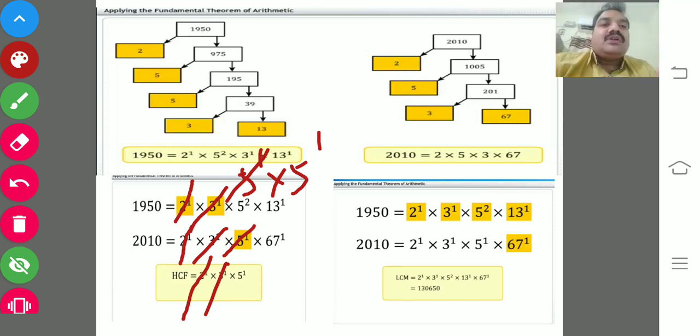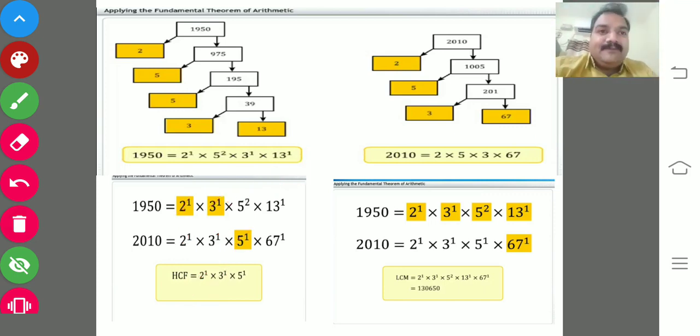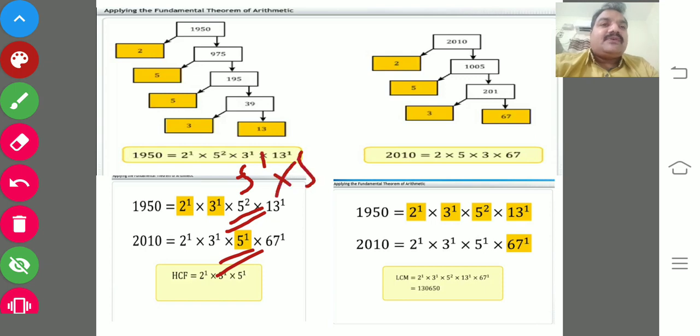So what are the common ones? Once again I would like to explain. Here 2 power 1 is there, 2 power 1 is there, so you take that as a common factor. 3 power 1, 3 power 1, you take 3 power 1. But here 5 power 1 is there, and here 5 square is there. So in 1950, 5 is repeated 2 times as a product. 5 square can be represented as 5 power 1 into 5 power 1. So you write 5 power 1 as the common.